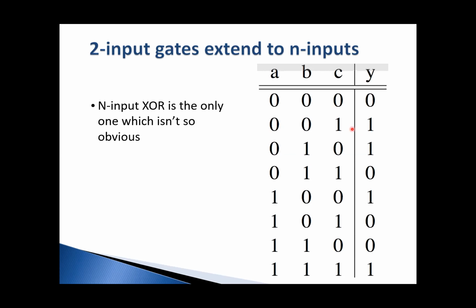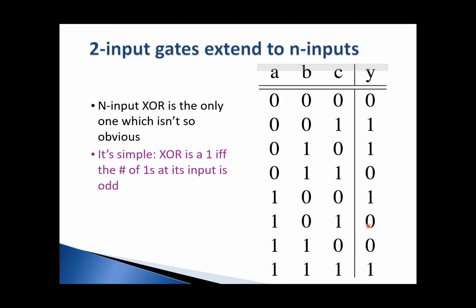When there's 1 one here, I have a true. There's 1 one here, I have a true. When I have 2 ones, not true. 2 ones, not true. 3 ones, true. What behavior do you observe for the exclusive OR? When I have an odd number of trues, exclusive OR will be true.